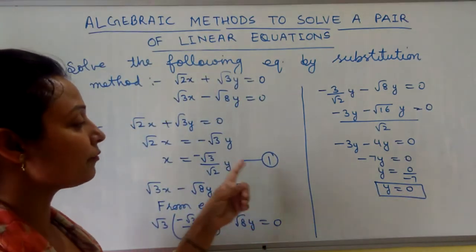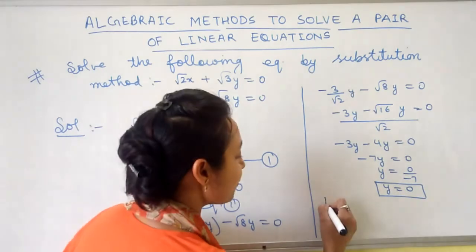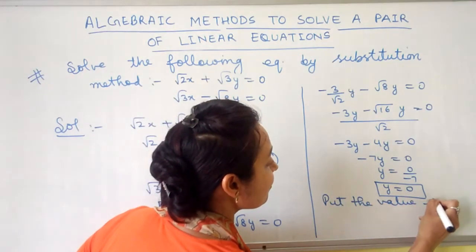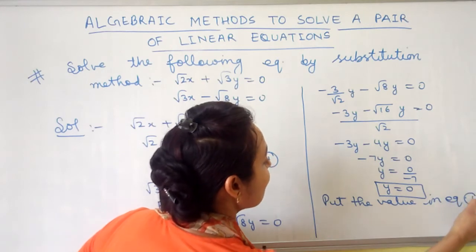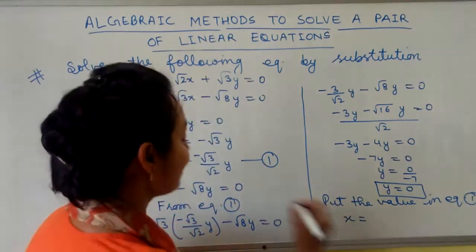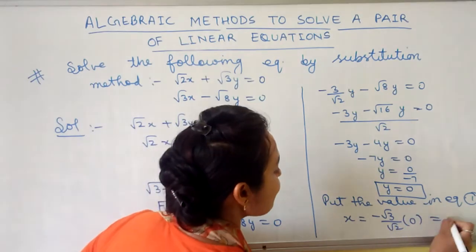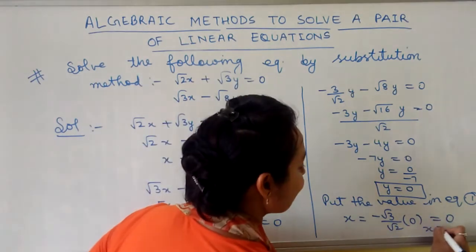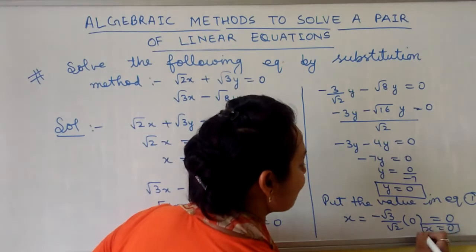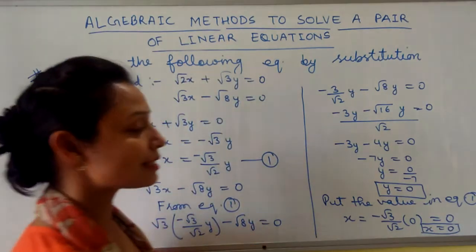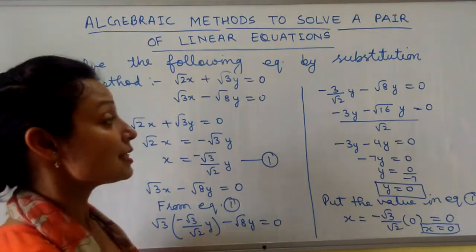Now we will put the value in equation 1. In equation 1, x = -√3/√2 times 0, that is 0. So x has the same value 0 like the value of y. So this is the way to solve the question by substitution.